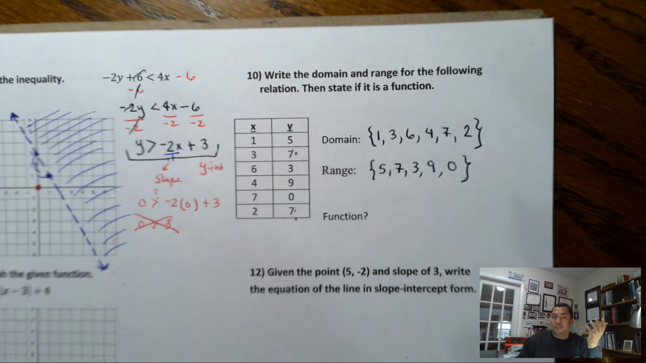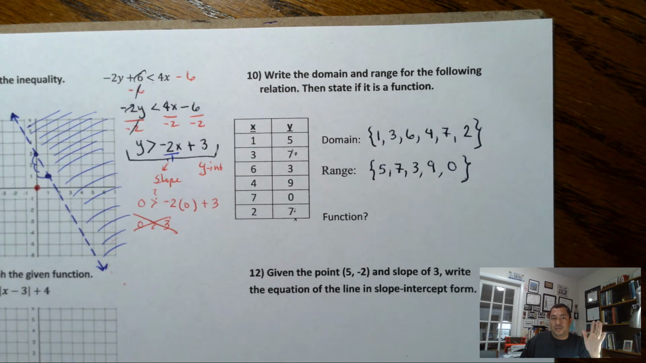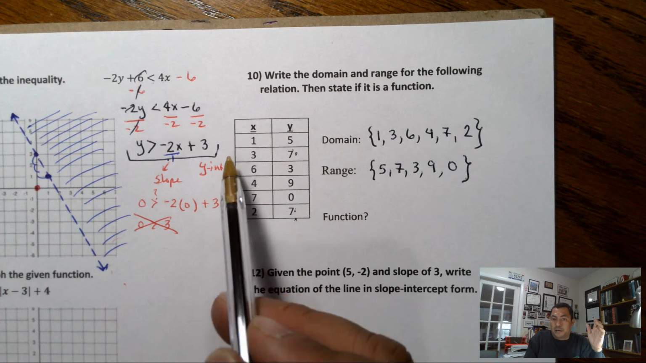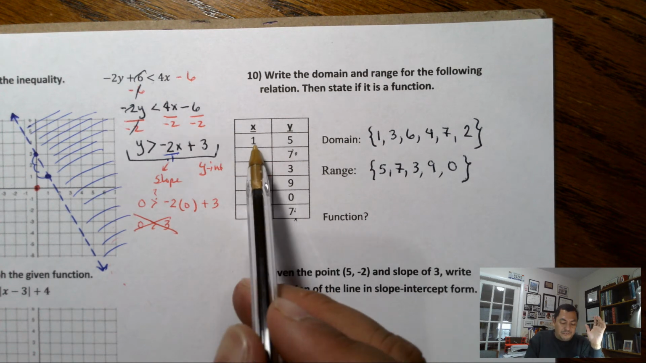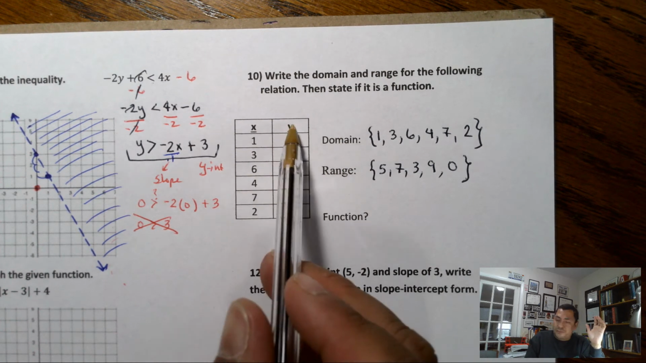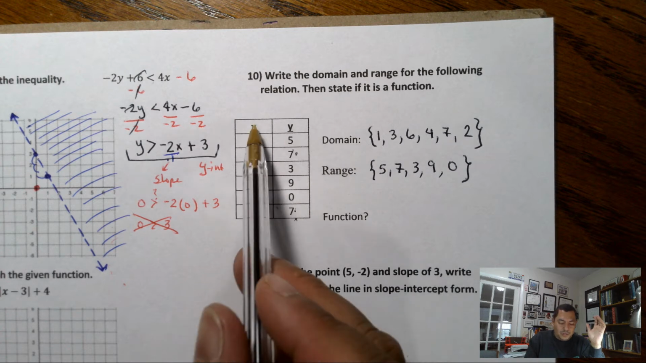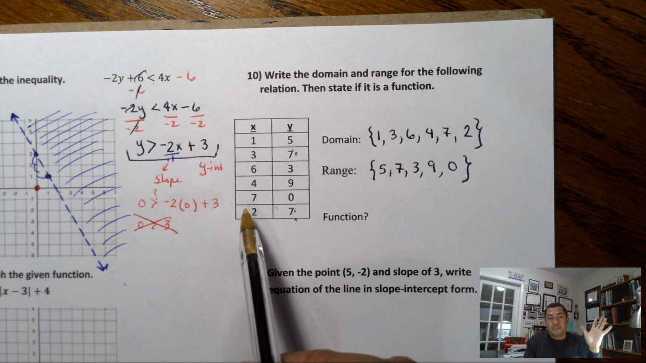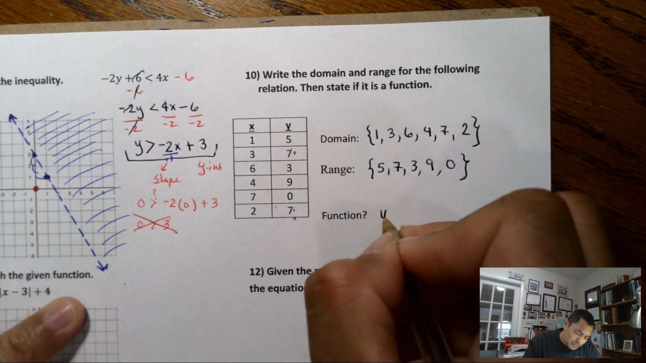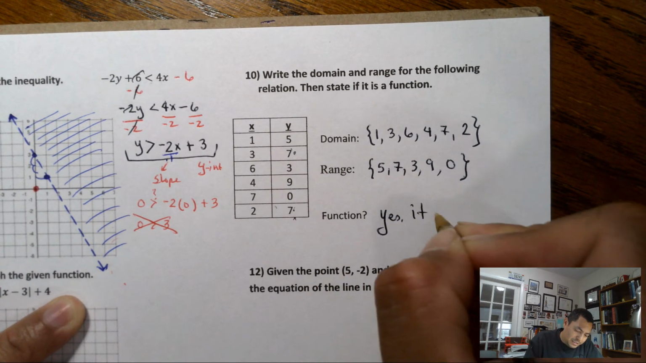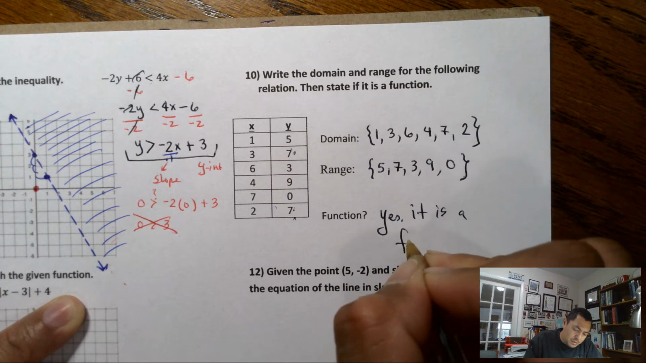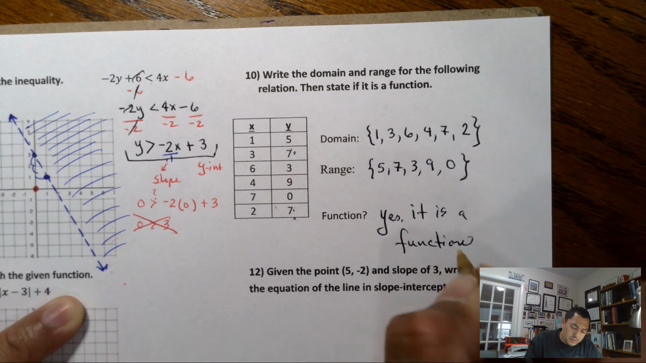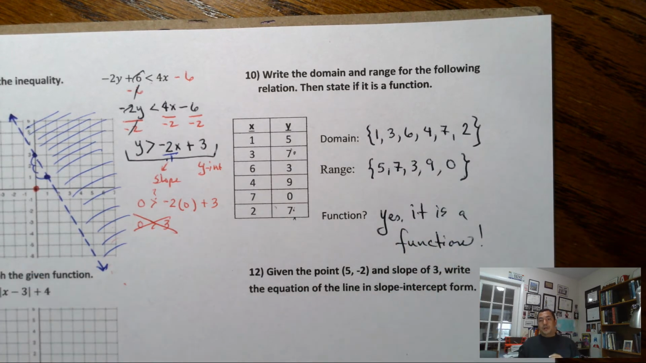Now the question is, is that relation a function? So in this case, I'm going to look into my x values or domain and see if there is any repetition. I don't care about the y values. So x, 1, 3, 6, 4, 7, 2. There are no repetitions. So yes, it is a function. So that's the solution to that problem.